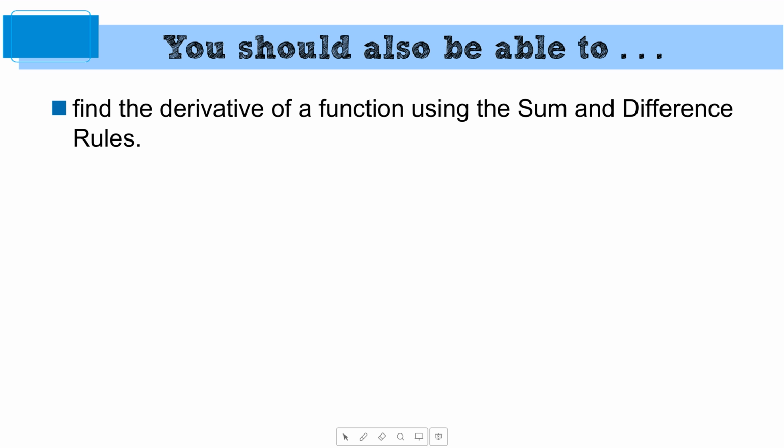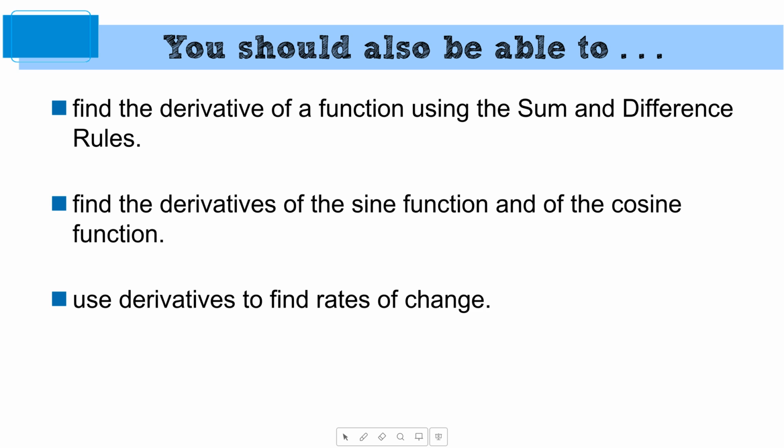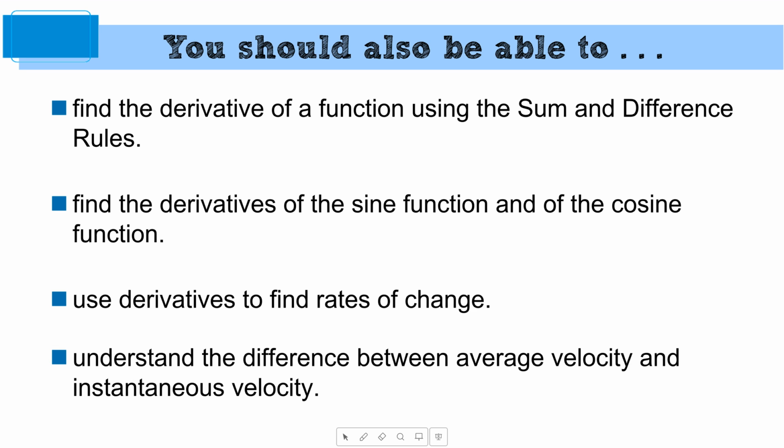Oh, there's a lot to do today. Sum and difference rules, easy peasy. Then we're going to bring some trig in. Everybody loves trig, but we're only going to do 2 of them. We're just going to do the sine and the cosine today. And then we're going to talk about rates of change. Do a little bit of physics. It'll be fun. And then the third thing that a derivative represents is instantaneous velocity. Not to be confused with average velocity, and we'll talk about the difference between the two.